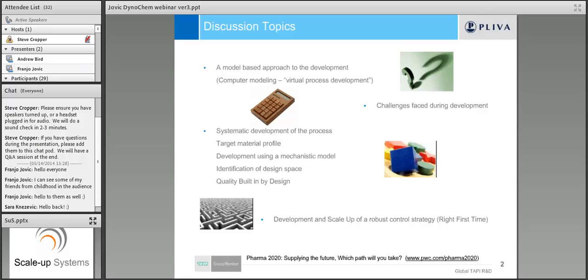This phrase, virtual process development, is something that is written inside this pharma paper here, supplying the future. Which path will you take? During this approach, you are faced with different kinds of challenges, from chemical development to engineering development up to production scale. So all these different aspects need to be considered during process development.